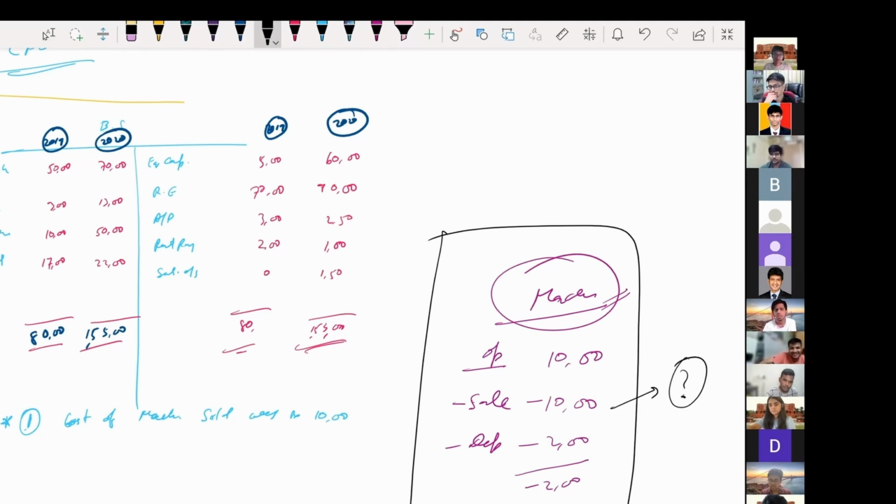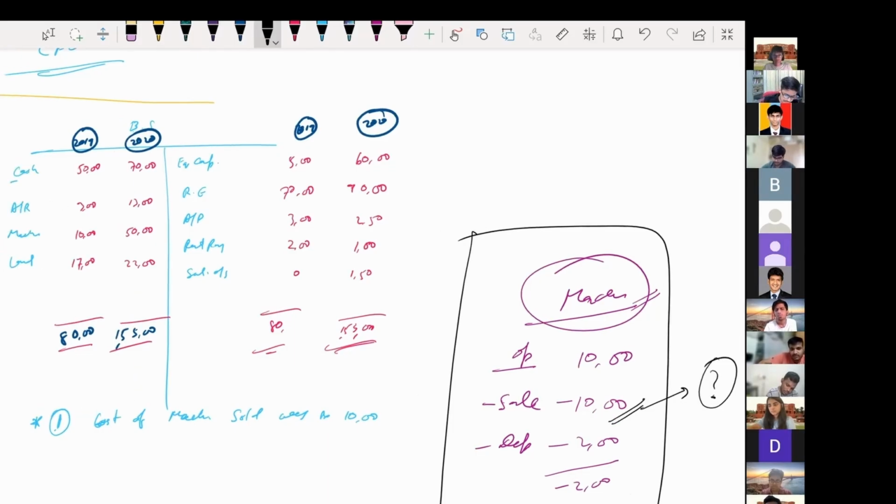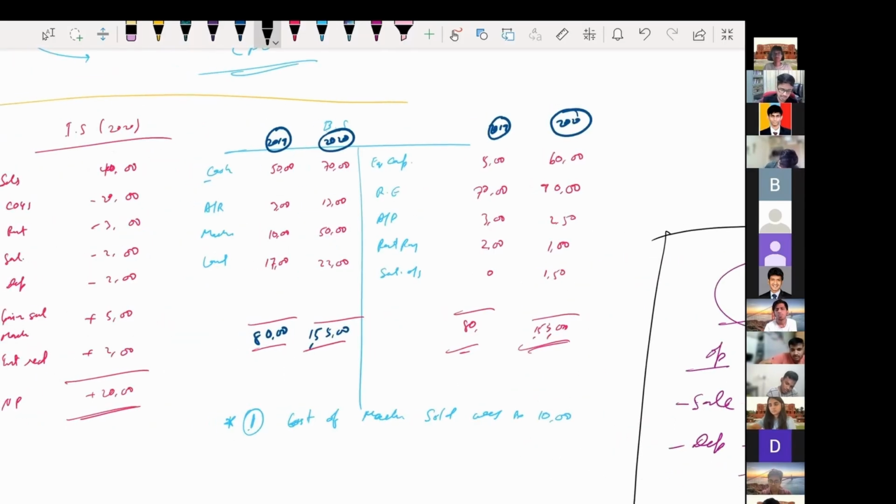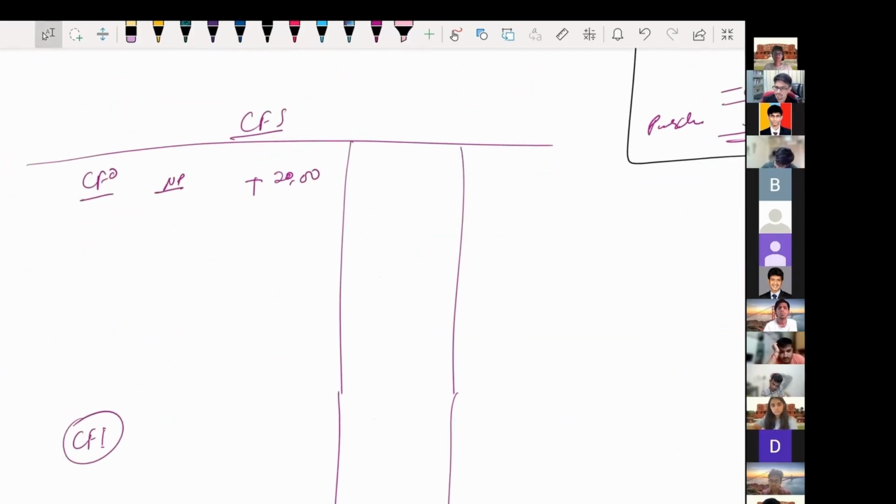15 lakhs. 15, sir. 10 plus 5, a 5 lakh gain. 10 lakh was the cost itself and you have sold it at a gain of 5 lakh. That is how you got 15 lakh in cash. So now you have two information you have taken out. Both of these information belong to CFI.